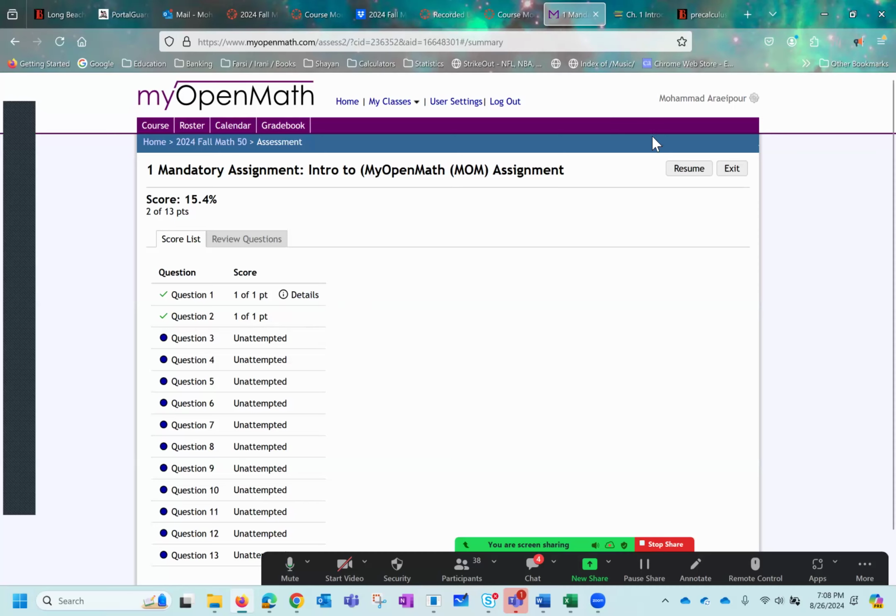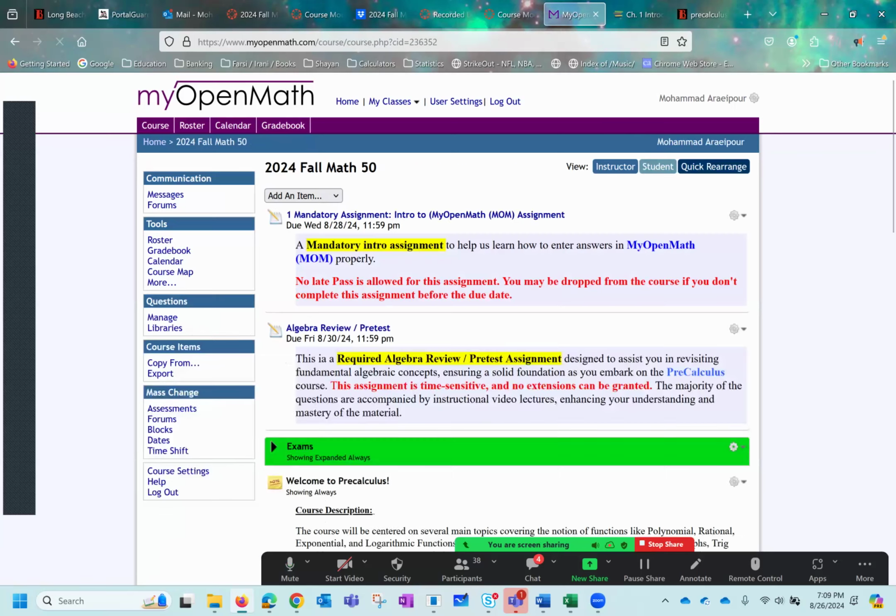But if I resume before the due date, I can finish the rest of it. So for now, I have a 15.4%. That's my score. But I can improve that by resuming. If I exit, I can come back to it anytime.